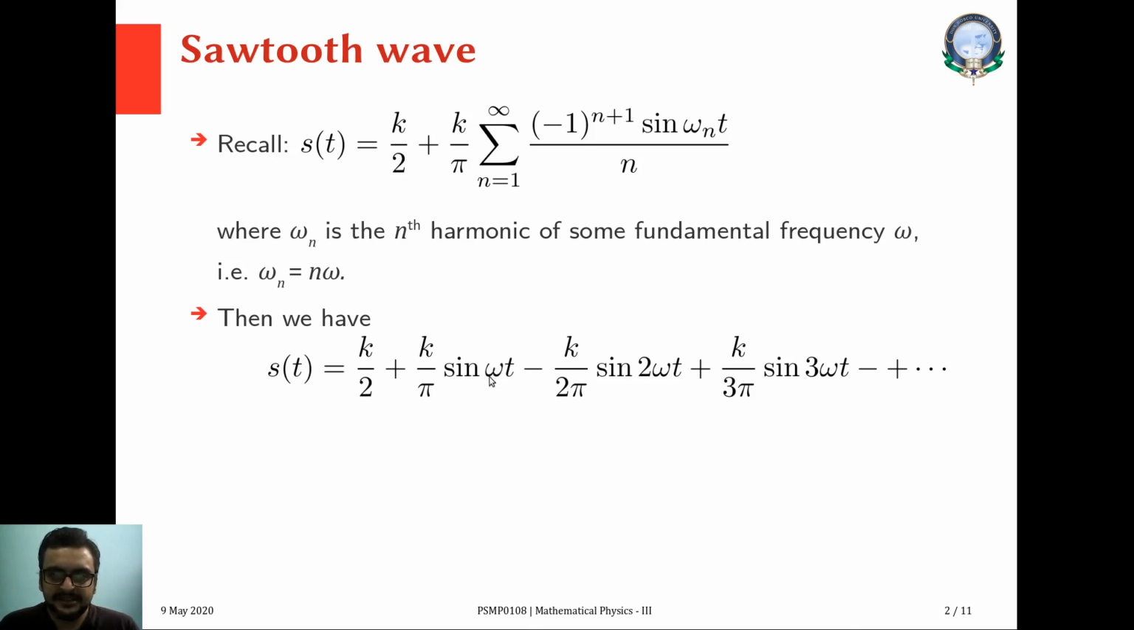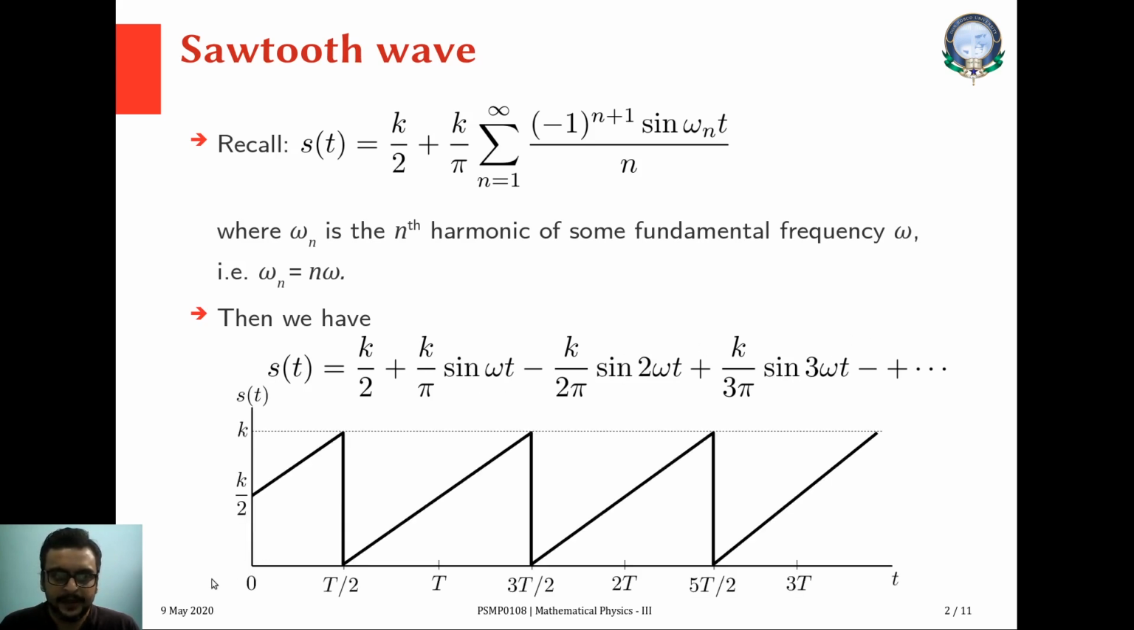Then this term has frequency equal to omega, this term has frequency equal to twice omega, this term has frequency equal to thrice omega, and so on. So the sum of all these will give you the sawtooth wave. When you take an infinite sum, you'll get a sawtooth wave. So this is how the sawtooth wave should look. The maximum value that the sawtooth takes is k. It starts from k by 2, half of k, reaches k at half the time period, and again goes back to 0, and again increases, reaches k, immediately goes to 0, and again increases.